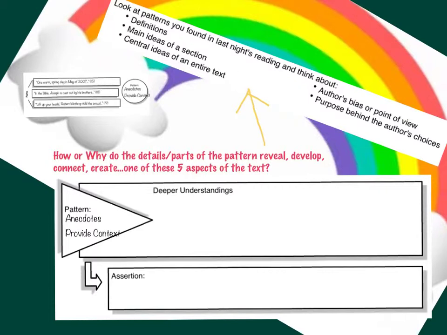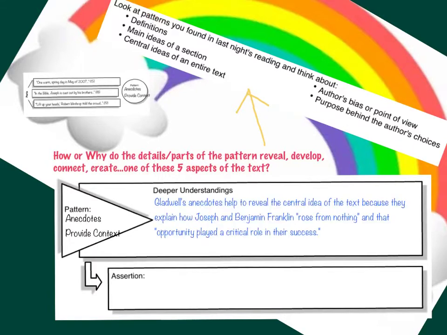Remember that it might not have anything to do with definitions. So if you say, well, I don't really see a connection between the anecdotes and definitions, then skip it. Go to the next one. It certainly would have something to do with main ideas of a section, central ideas of the entire text, maybe the author's bias, or the purpose behind the author's choices. The answer to this question, how or why, is what you put in your deeper understanding. I'll give one example, but you'll have to do the rest on your own.